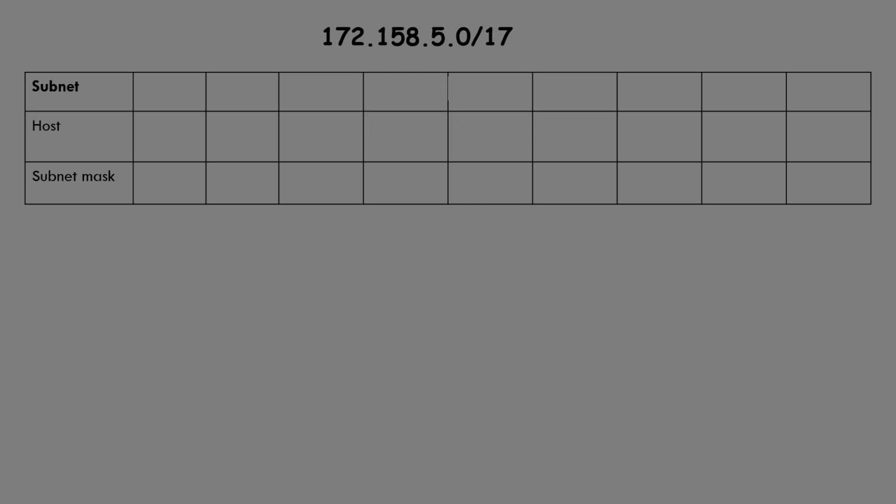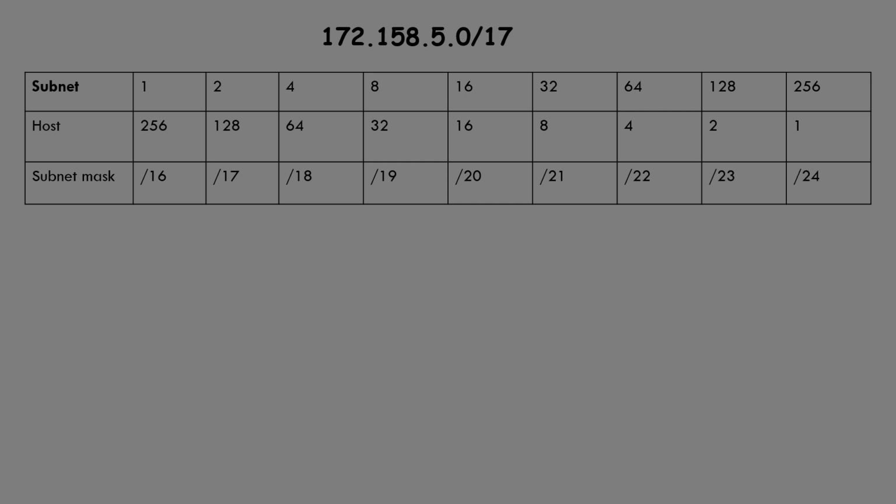Let's first create a small table with subnet, host and subnet mask. The subnet row is filled as 1, 2, 4, that is each number is double the previous number. The host row is the exact opposite of the subnet row, that is starting from 256, 128 and so on till 1. Now since this is a class B IP address, we will write the subnet mask from /16, 17, 18 and so on till 24.